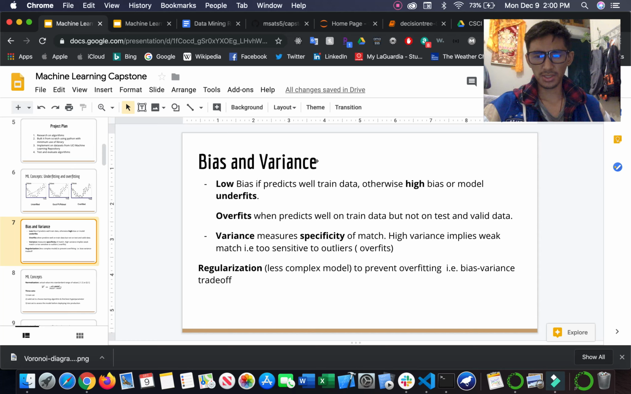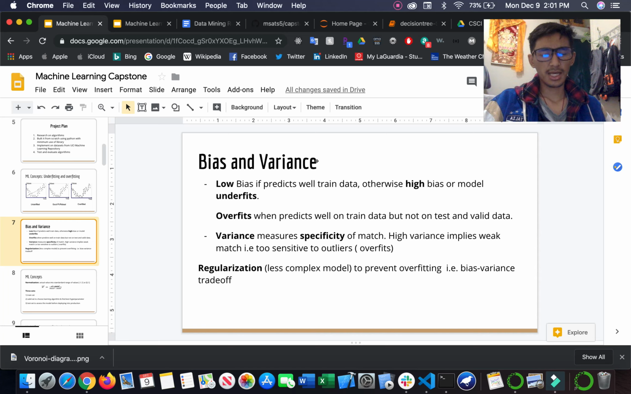So bias and variance. It's also related to underfit and overfit. It's a low bias if it predicts well on trained data. Usually you first train the model on the training data, right? So it predicts well on the trained data, okay, that's a low bias. But otherwise, if it doesn't predict well on the trained data, there is a high bias or the model underfits.